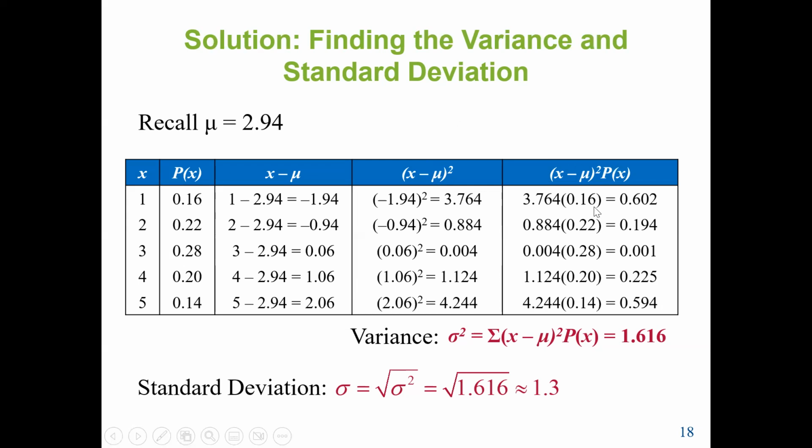That's what we have here. Then the second score, 0.884, times its probability is 0.22. Then after we finish, we have the summation. We sum everything, all the 5, and that gives us 1.616. So that will be the variance. To find the standard deviation, it will be the square root of 1.616, which approximately will give us 1.3.